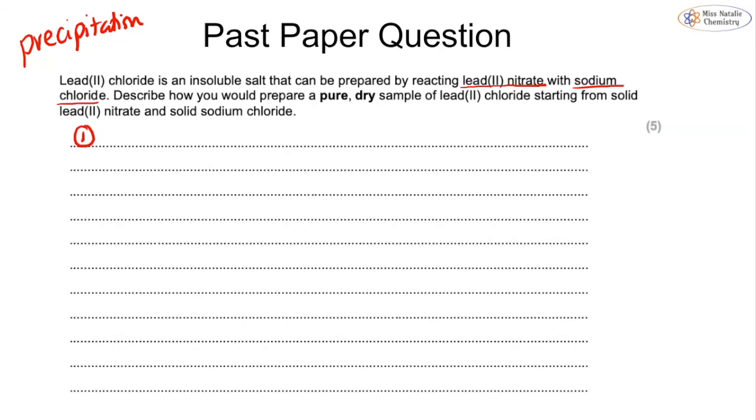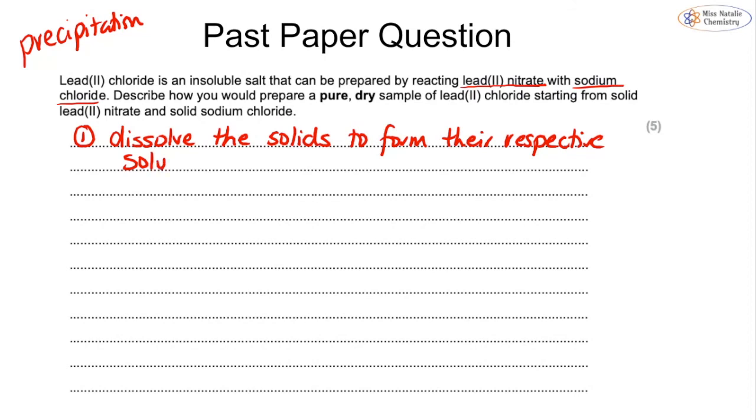So the first part, we're starting from solid lead nitrate and solid sodium chloride. So we have to dissolve the solids to form their respective solutions. So this is where you're going to have them separated. So you're going to form lead nitrate, aqueous, and you're going to have sodium chloride, aqueous. So we have to dissolve the solids first of all.